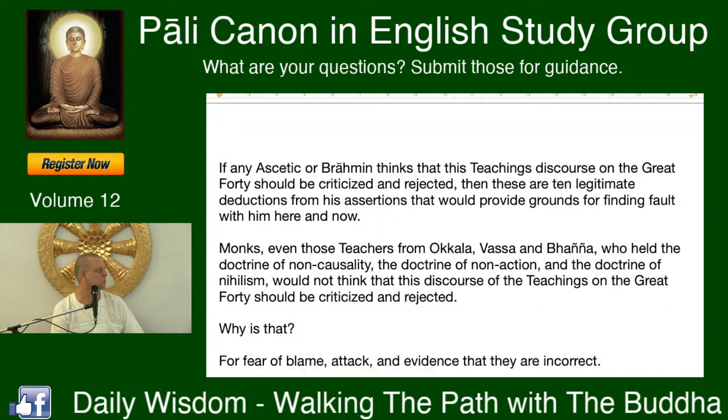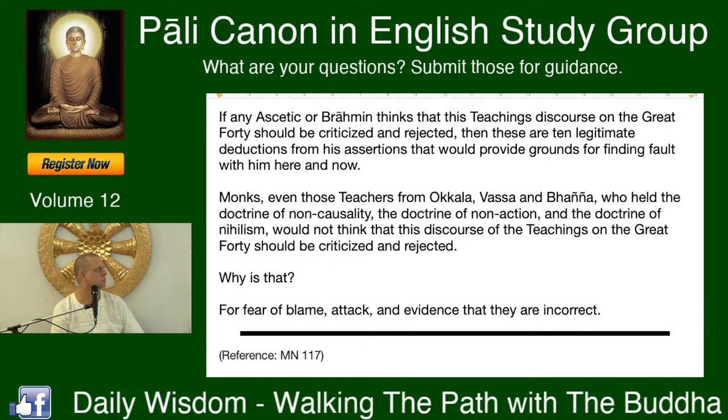are of wrong liberation. If any ascetic or Brahmin thinks that this teaching's discourse on the great forty should be criticized and rejected, then these ten legitimate deductions from his assertions would provide grounds for finding fault with him here and now. Monks, even those teachers from Okkala, Vassa, and Bhanna, who held the doctrine of non-causality, the doctrine of non-action, and the doctrine of nihilism, did not think that this discourse of the teachings on the Great Forty should be criticized and rejected. Why is that? For fear of blame, attack, and evidence that they are incorrect.